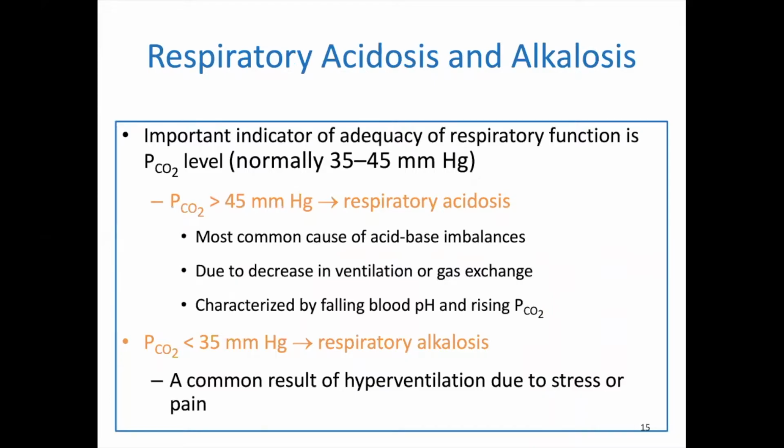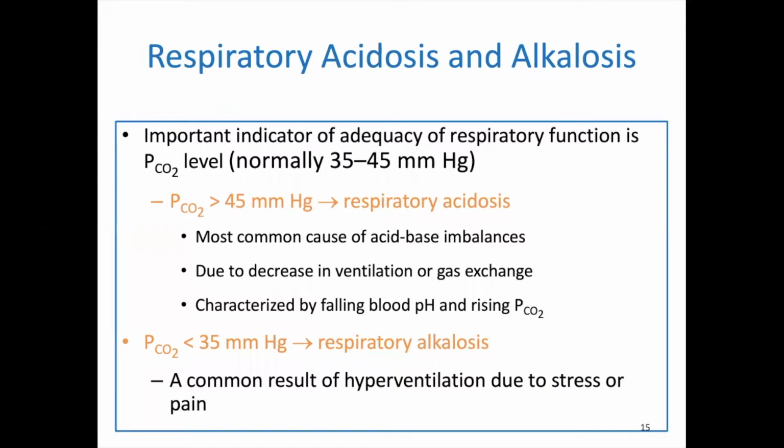So, it's an important indicator of how our respiratory function is going by looking at our partial pressures of carbon dioxide. Normally, we want these pressures to be between 35 and 45 millimeters of mercury. If our partial pressure of carbon dioxide reads greater than 45 millimeters of mercury, it often indicates that we are in respiratory acidosis.